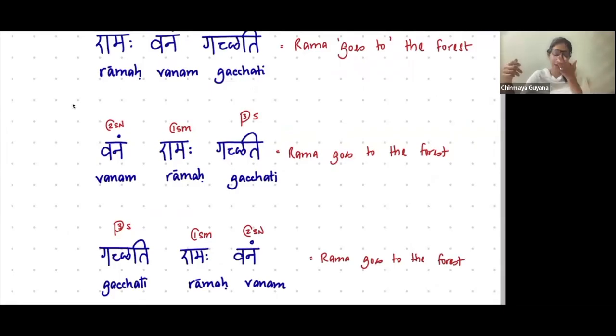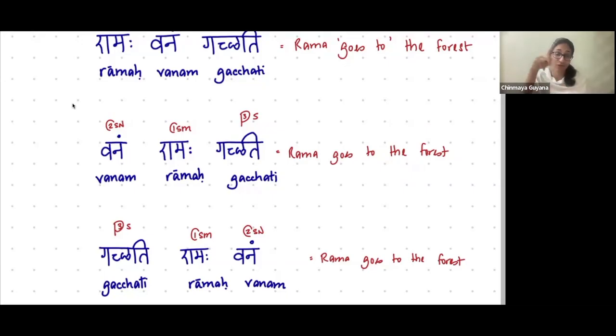And the meaning is maintained because Sanskrit does not rely on word order to convey meaning in a sentence. Sanskrit relies on the case endings to convey the meaning of a sentence. It doesn't matter where in the sentence the verb is, where in the sentence the subject is, where in the sentence the object is, it will always give you the same meaning.